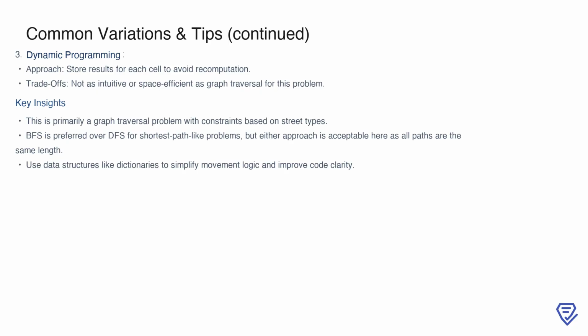Ultimately, the key insight is that this is fundamentally a graph traversal problem constrained by the rules of street types. BFS is usually preferred for shortest path-like problems, but since all paths in this grid are of equal length, DFS works just as well. To make your solution clear and efficient, use data structures like dictionaries to represent movement logic, simplifying your implementation and improving readability. By focusing on these strategies, you can solve the problem effectively while keeping your code clean and easy to maintain.